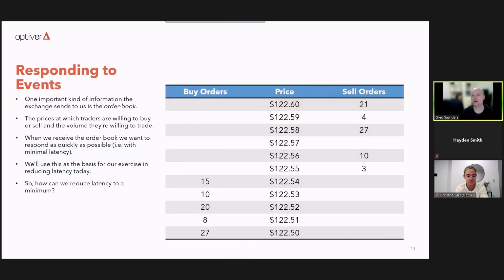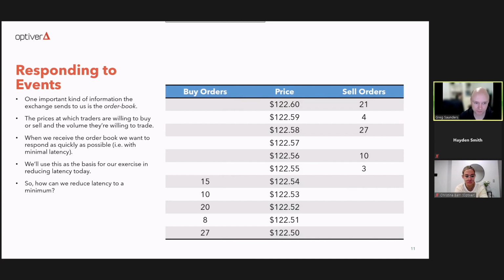So one important kind of information that the Exchange sends to us is something called the order book. And there's an example of an order book on your screen right now. The order book contains the prices at which traders are willing to trade, and the volumes, or the amount of shares or the number of lots, that those traders are willing to trade at each of those price levels. So in the order book that you see on your screen, we can see that at $122.56, there is interest in selling 10 lots of whatever this instrument might be.